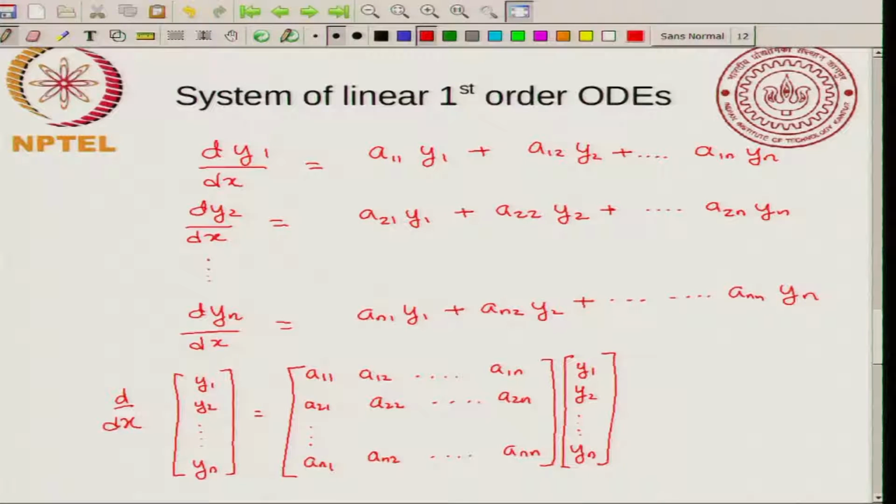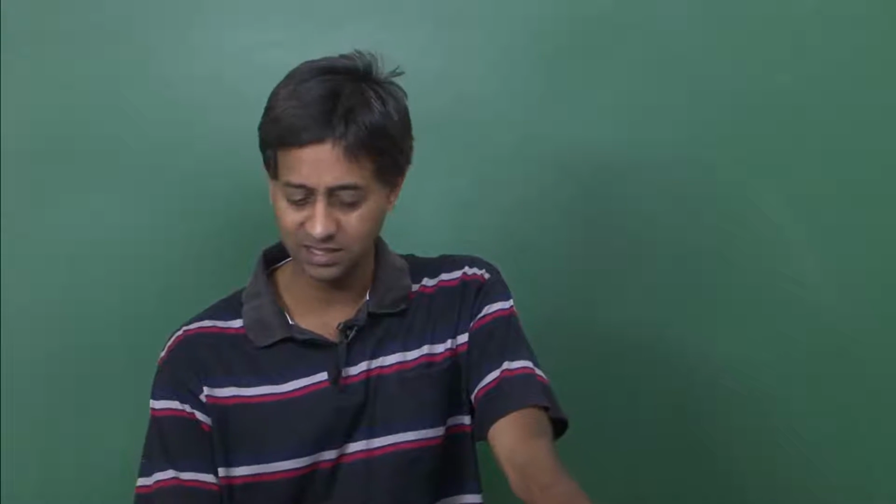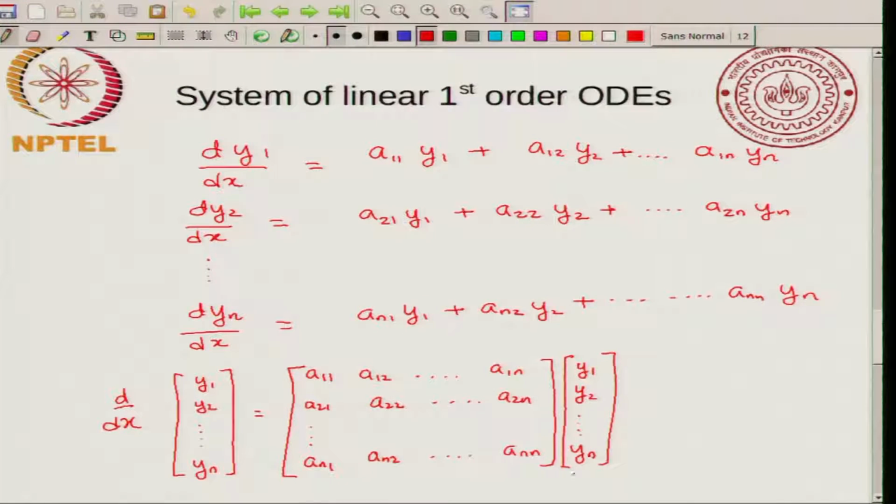So, what I have on the left hand side is a derivative with respect to x. Okay. So, I do not have just the vector, I have the derivative with respect to x. So, each term you have to take the derivative with respect to x, and what I have on the right hand side is just this matrix multiplied by y1, y2 up to yn. Okay. So, notice what I did is I converted this system of linear first order differential equations to something that looks like a matrix equation.